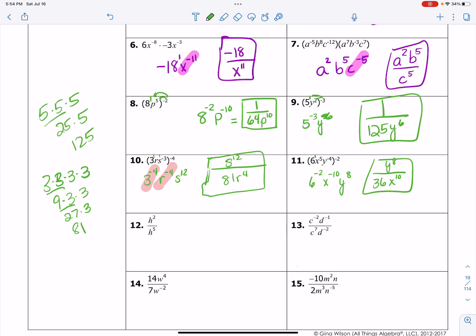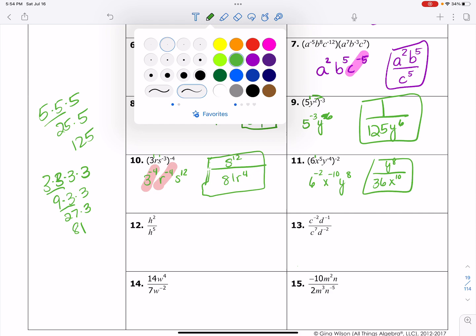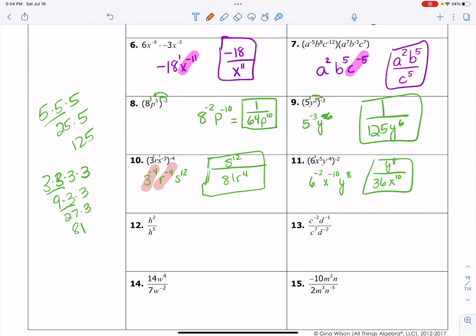All right, so on the next one, I personally don't use negative exponents for this. I do this. There's 2 h's on the top. There's 5 h's on the bottom. The bigger h is on the bottom, so my leftover is going to be on the bottom. So 2 of these would cancel, and I'm left with 1 over h to the 3rd.